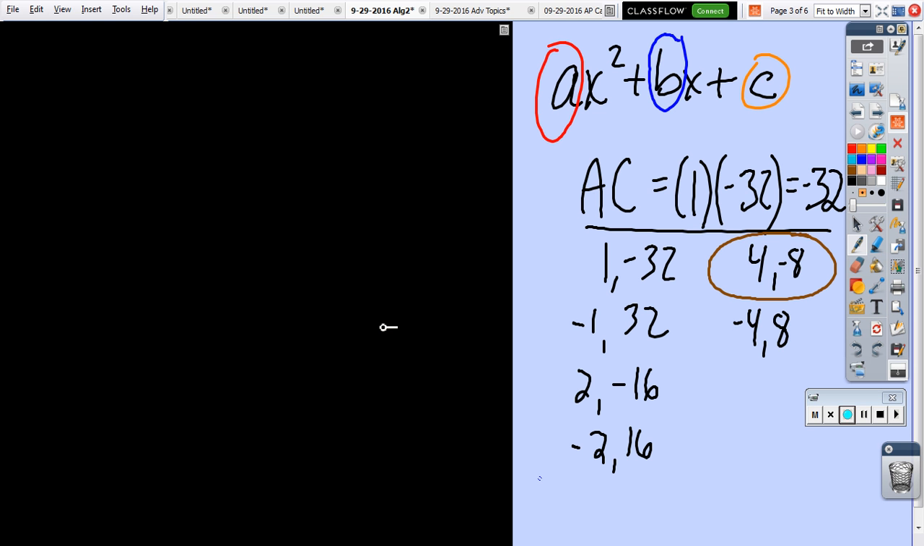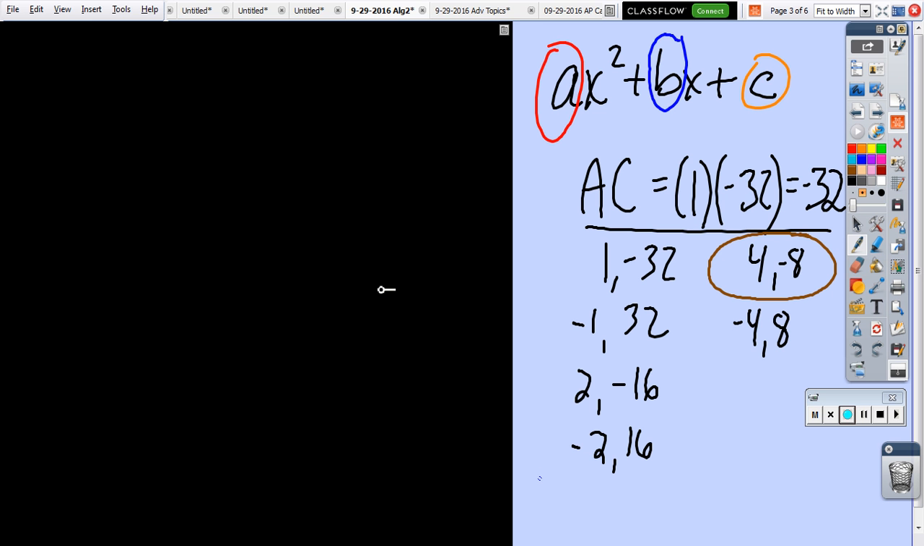Okay? So here's what you have to do. You have to find factors of negative 32 that add to negative 4, because that is our B. So you can list all the factors of negative 32. We have 1 and negative 32, negative 1 and 32, 2 and negative 16, negative 2 and 16, 4 and negative 8, negative 4 and 8. Only one of these pairs is going to add to what we desire. Only 4 plus negative 8 gives me a sum of negative 4.